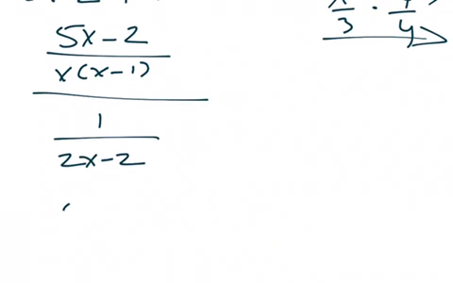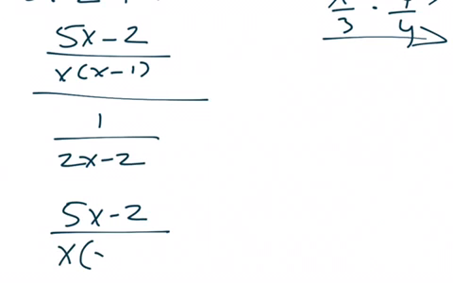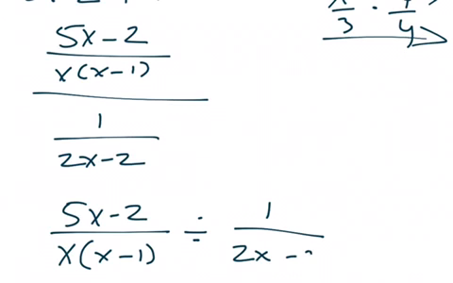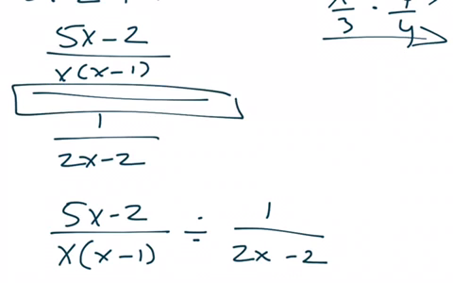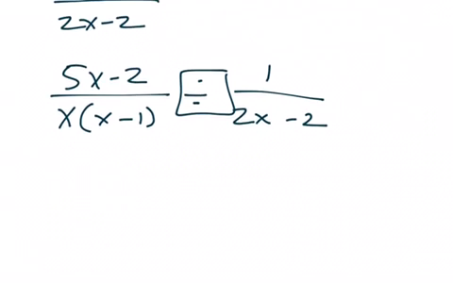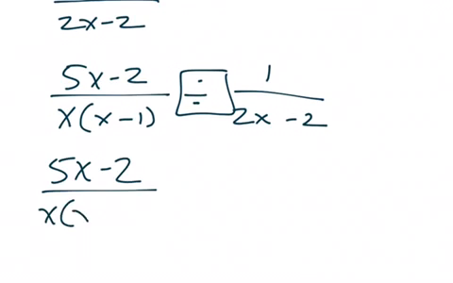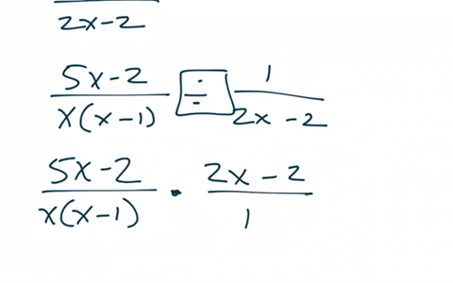So now I'm going to take 5x minus 2 over x times x minus 1, and I'm going to write it like this. See, all I did was, instead of writing a fraction bar, I wrote a division sign. Why? Well, because I know that when I'm dividing fractions, I'm really multiplying by the reciprocal.